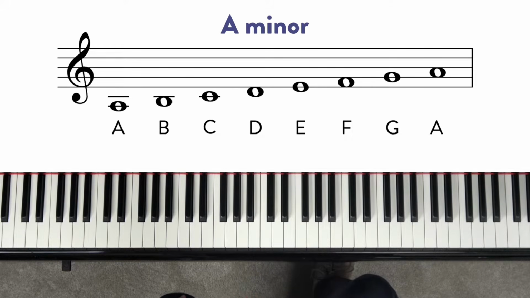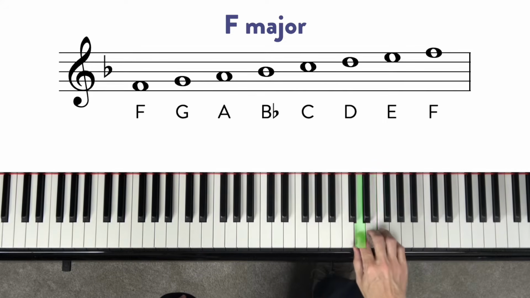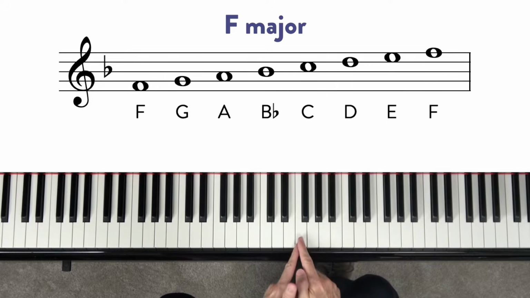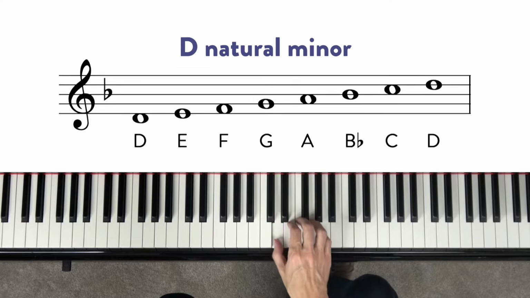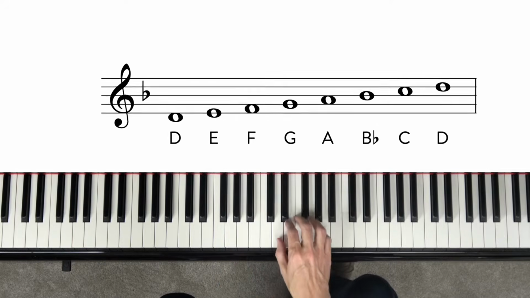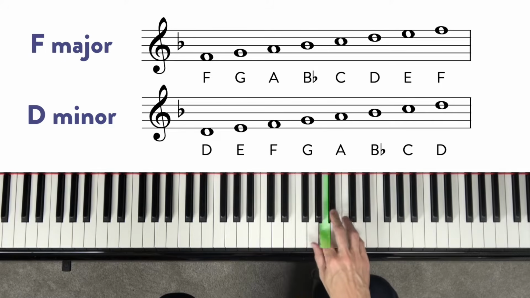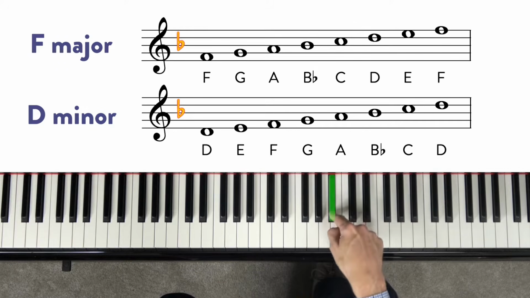Let's look at another example. F major uses these notes. To find the relative minor, we go 1 half step plus 1 whole step down to D. D natural minor uses the same pitches as F major, but starting on D. Note that both F major and its relative D minor share the same key signature of 1 flat, B flat.